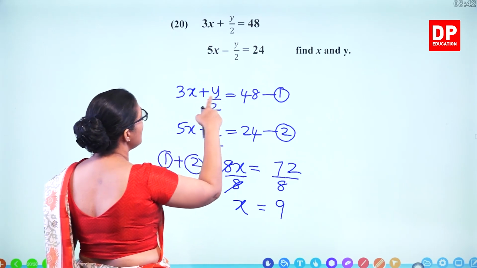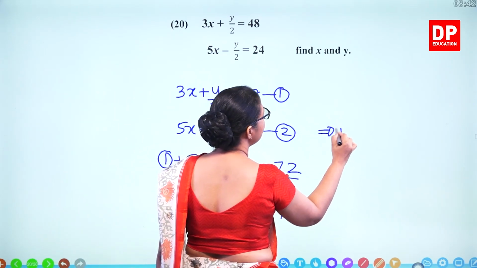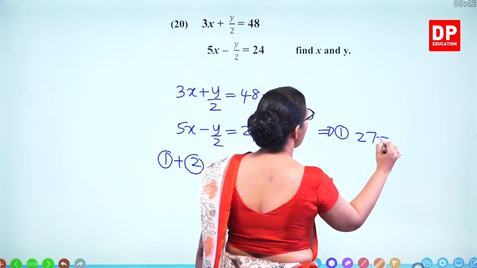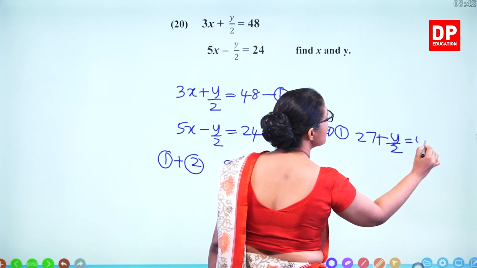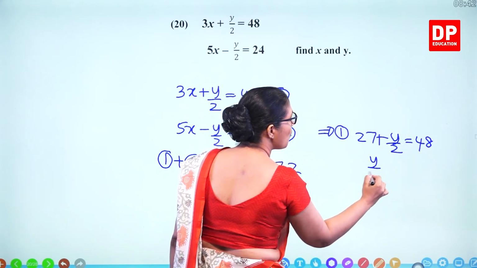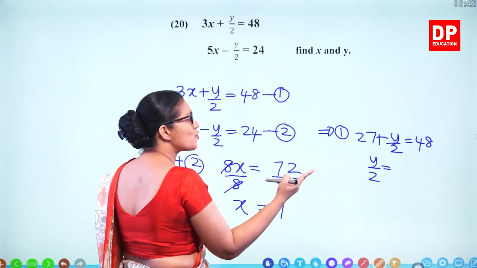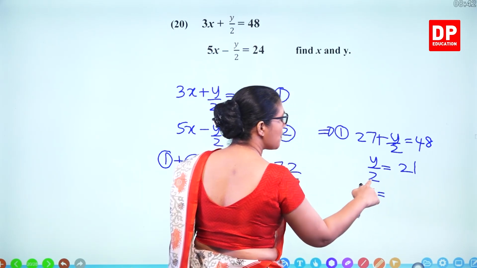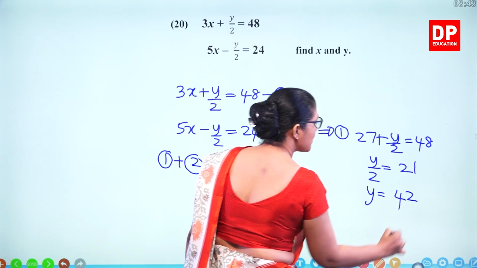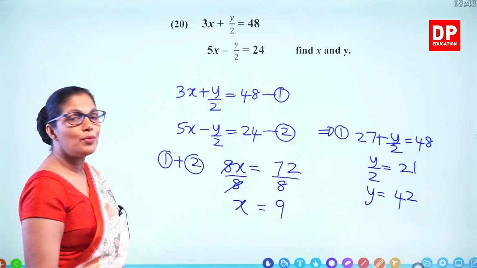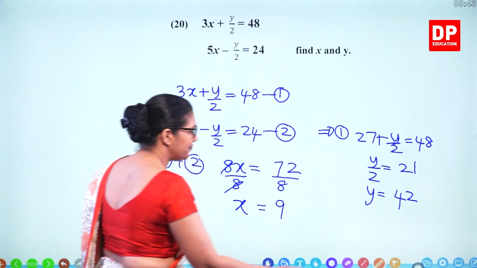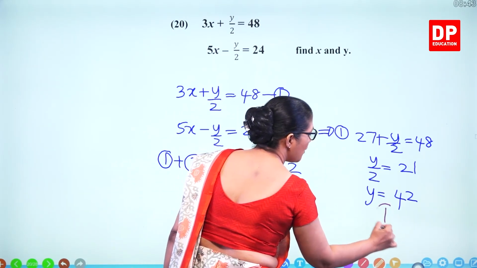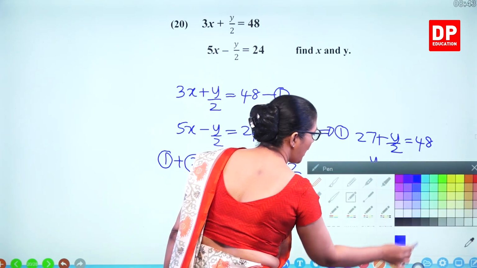So we'll take the first equation. 3x, 3 times 9, 27, plus y over 2 equals 48. So subtract: y over 2 becomes 48 minus 27. You get 21. So y becomes multiplied by 2, that's 42. So y is 42, x equals 9. So 2 marks: 1 mark for the x value and 1 mark for the y value.